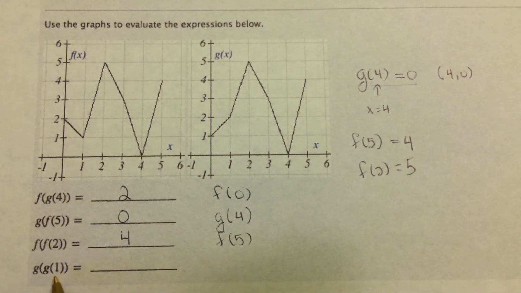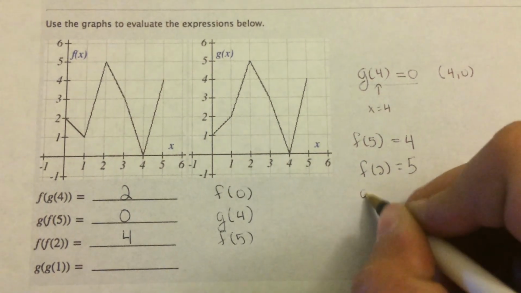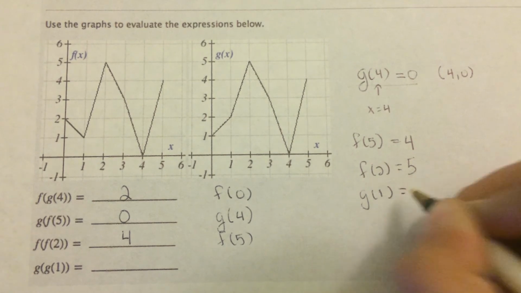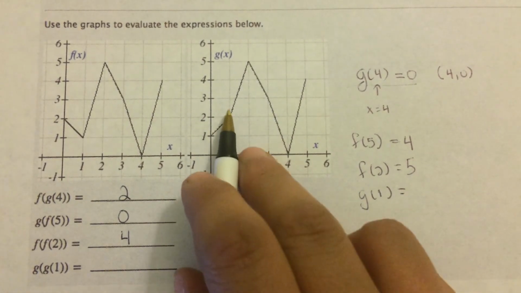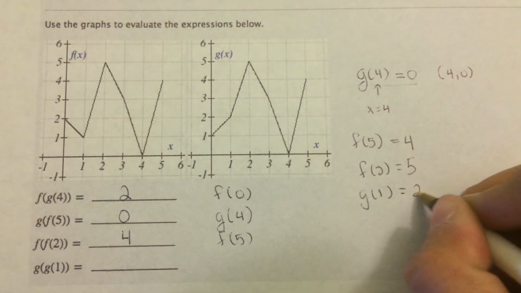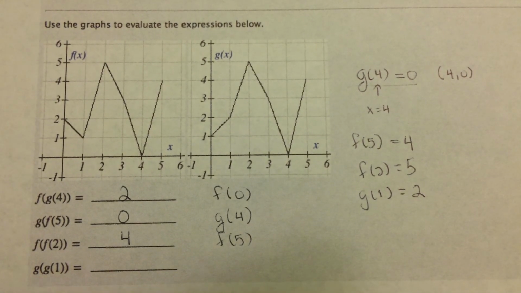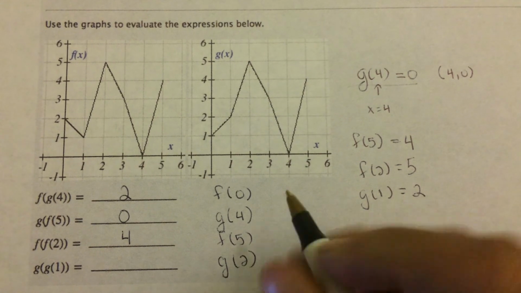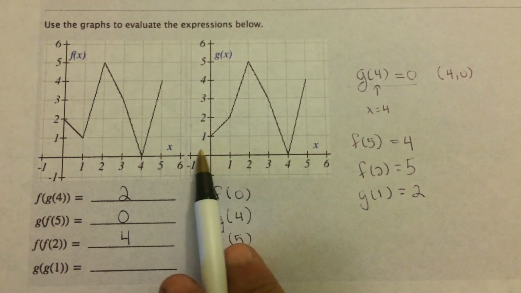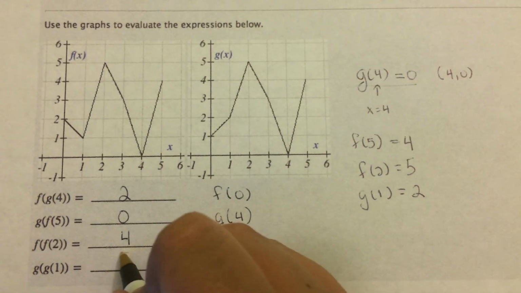Okay, g of 1. So g of 1, looking at the graph for g, in that case, when x equals 1, y equals 2. So now we're going to plug back into the g function this time, again, and find what y is when x equals 2. And that is 5.